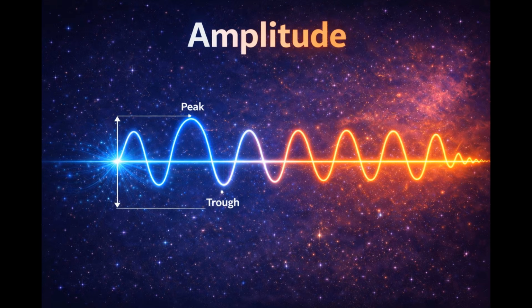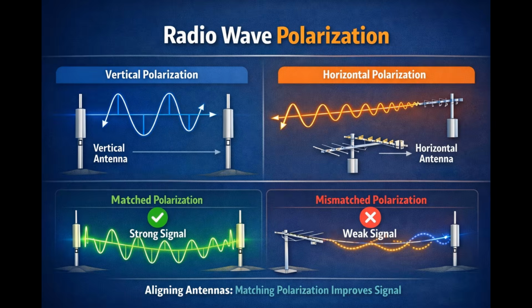Amplitude describes the size or strength of that oscillation. It represents how far the wave moves above and below its center or resting point. In practical terms, higher amplitude means more signal strength or power, while lower amplitude means a weaker signal. Together, oscillation and amplitude describe both the motion and the strength of a radio wave, forming the foundation of how signals are generated, transmitted, and received in amateur radio.